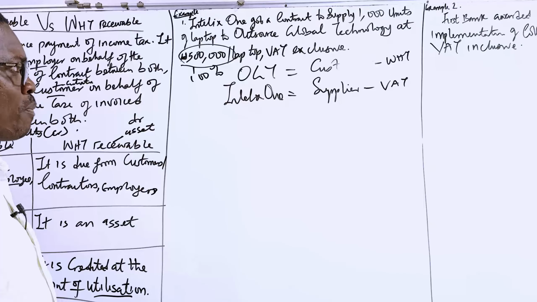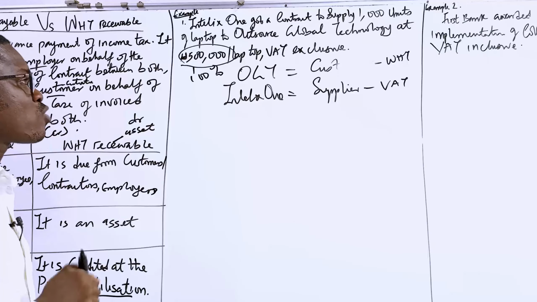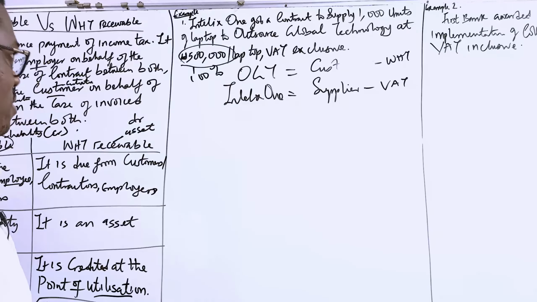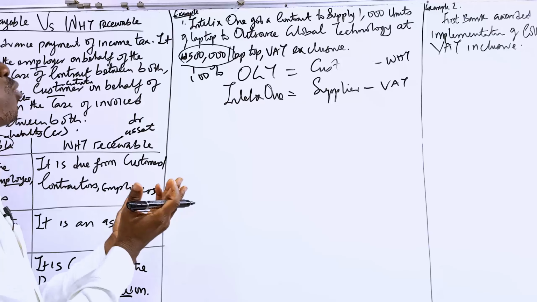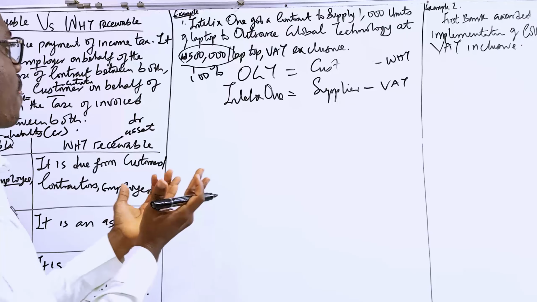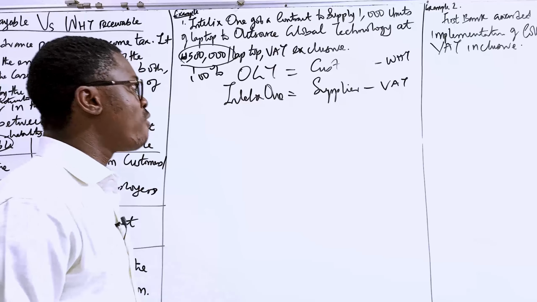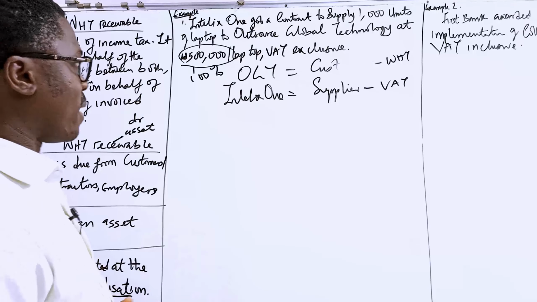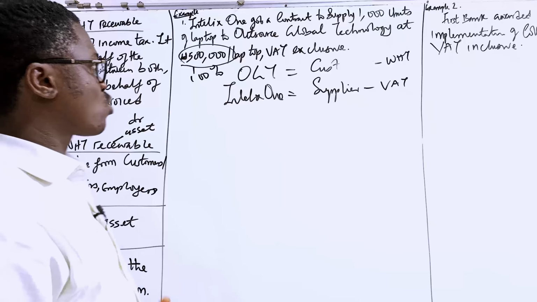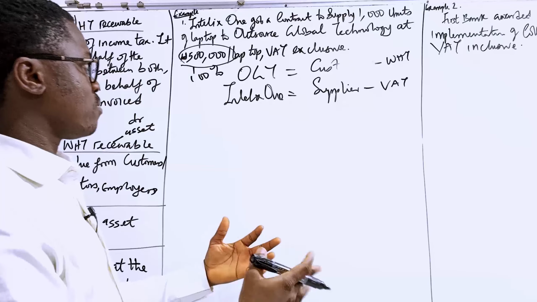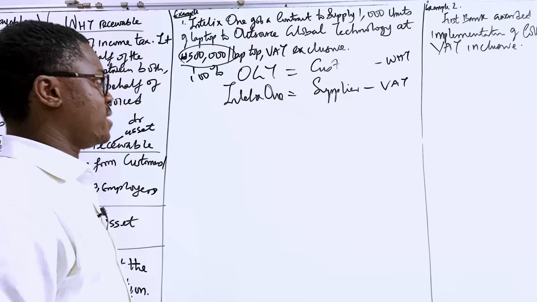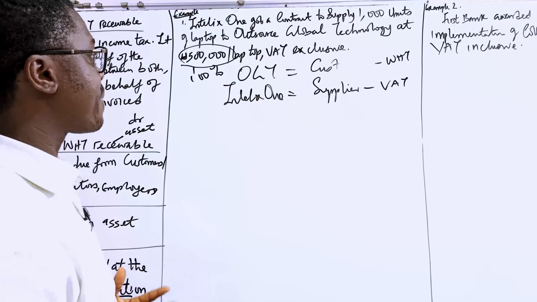Intelix One got a contract to supply 1,000 units of laptops to Outsource Global Technology at 500,000 naira each. We want to shed more light on how withholding tax payable and withholding tax receivable work. Now, remember we also said that withholding tax payable is due from the customer to the supplier or contractor, employee or directors. While withholding tax receivable is due to the supplier, contractor, employee, and is due from here to this.